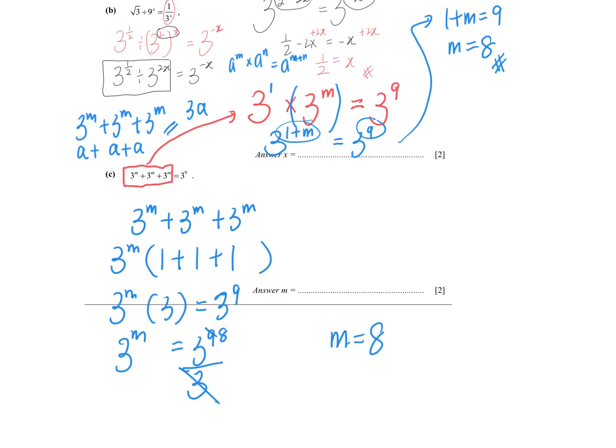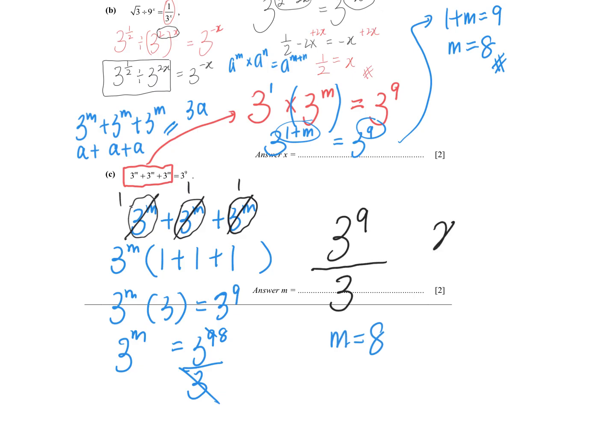I take out 3m as a common factor. So this one left 1, left 1, left 1. So 1 plus 1 plus 1 is 3, right? I cancel. 3 to the power of 9. I cross out 1 of it. It's just like x to the power of 9. I cross out 1x. Left 8. Yeah. Okay?